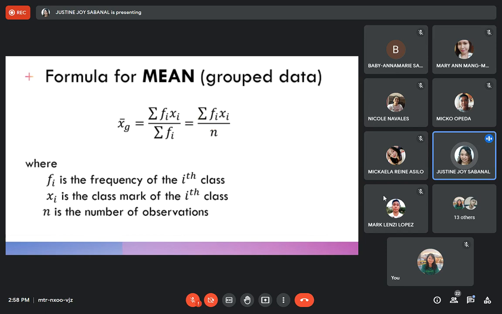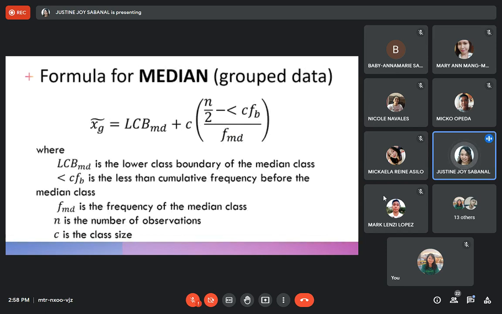So, yung median naman po, matutuos natin by using this formula. So, we have here x tilde sub g is equivalent to the lower class boundary of the median class plus the class size multiplied by n over 2 minus less than cumulative frequency before the median class, all over frequency of the median class. So, kung mapapansin nyo, laging may nababanggit na median class. So, yun po, mamaya, yun yung magiging point of reference ninyo kung paano or ano yung mga value na dapat nyo i-substitute doon sa formula.